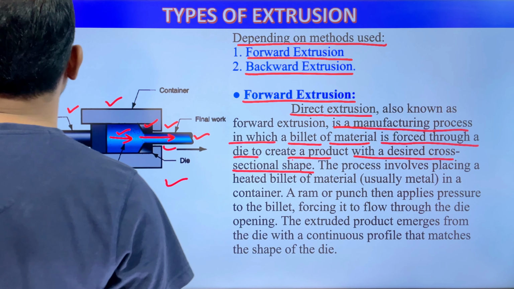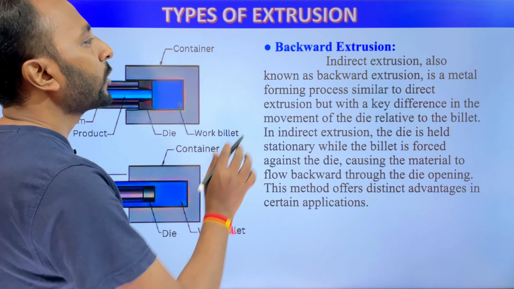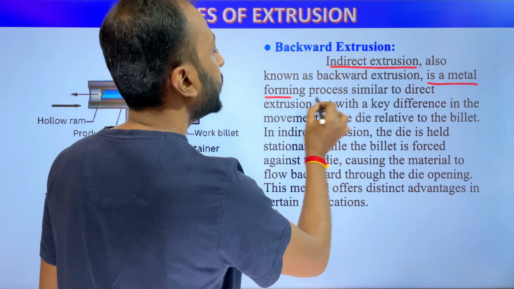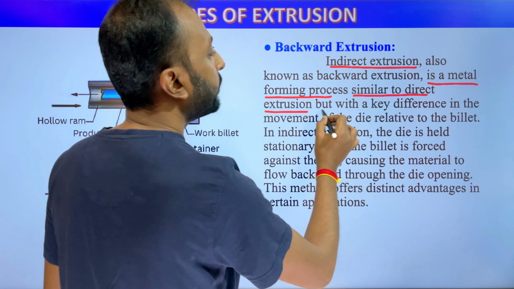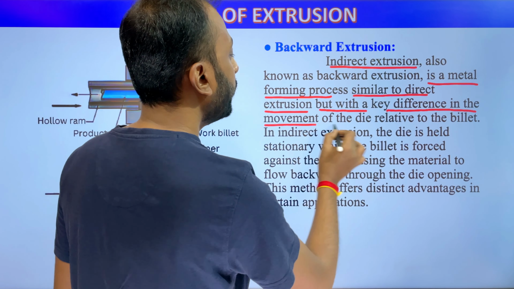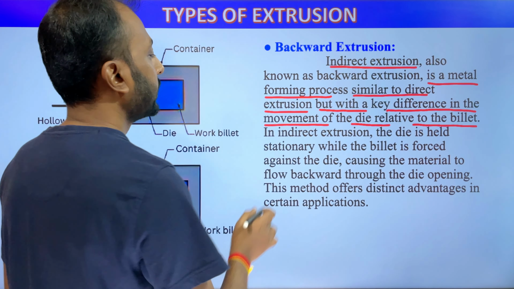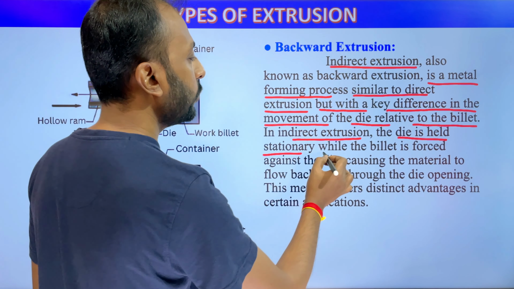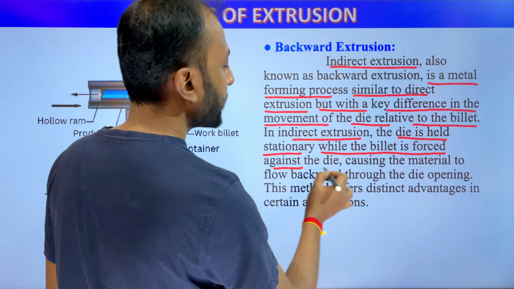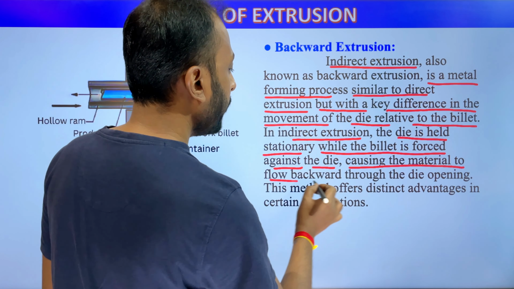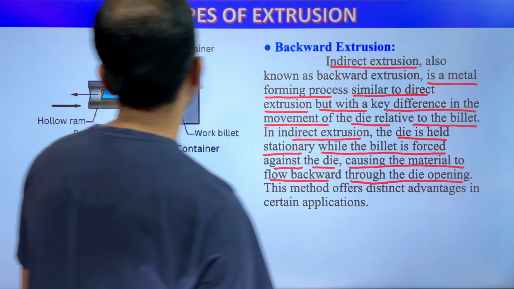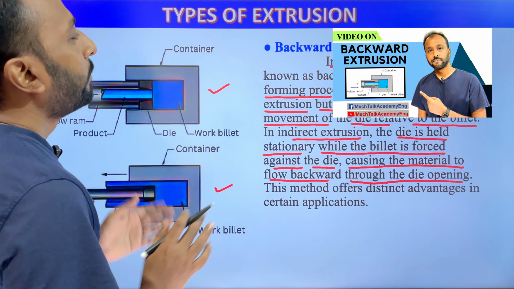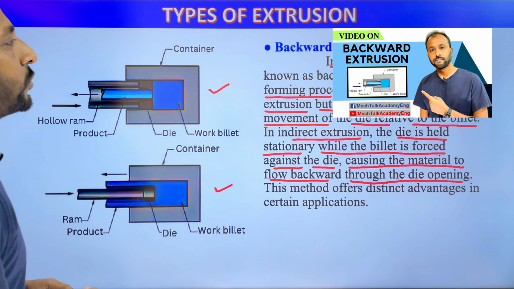Now what is backward extrusion process? Backward extrusion process is also known as indirect extrusion process. It is a metal forming process similar to direct extrusion but with a key difference in the movement of the die relative to the billet. In indirect extrusion or backward extrusion, the die is held stationary while the billet is forced against the die, causing the material to flow backward through the die opening. So this and this also are the figure of backward extrusion or indirect extrusion process.